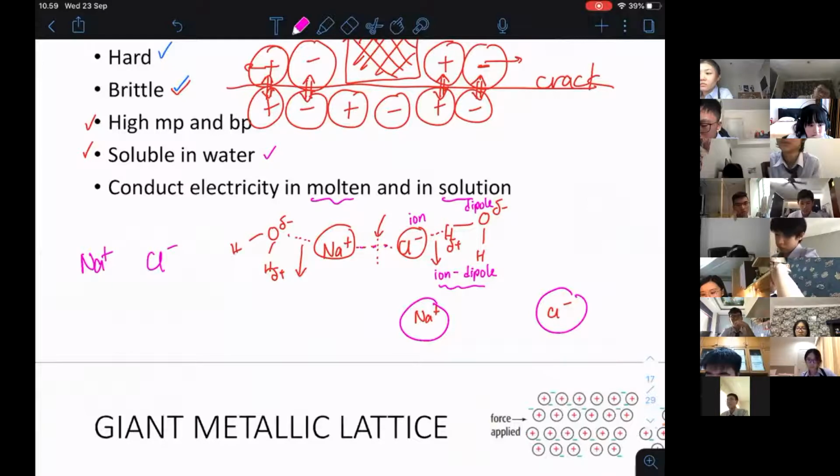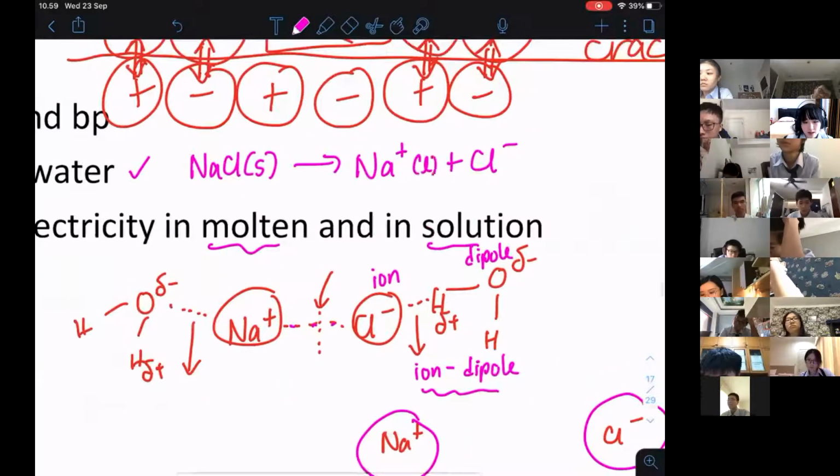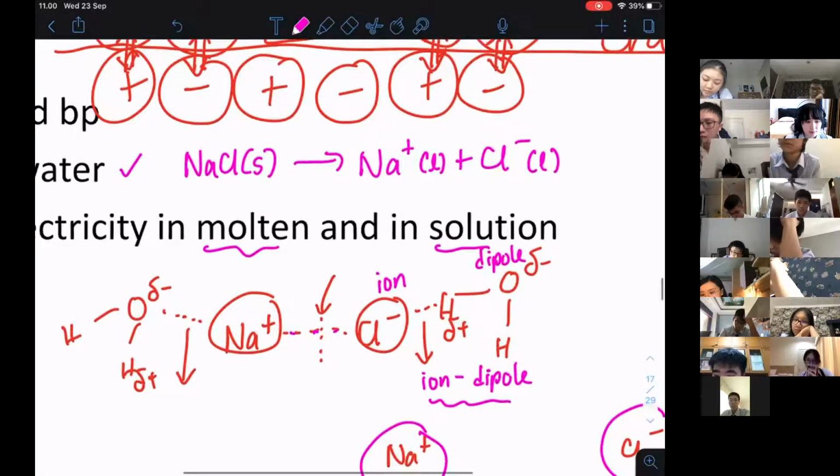But sometimes people tend to confuse themselves. For example, if you have NaCl solid and I melt it, what do I get? I get Na plus and Cl minus, but the difference is that this one is in liquid. This one is in liquid, but ions. Maybe last time your teacher said that every single time there's an ion, just put aqueous. Not all the time. So whenever it is molten, you will have ions in liquid form.